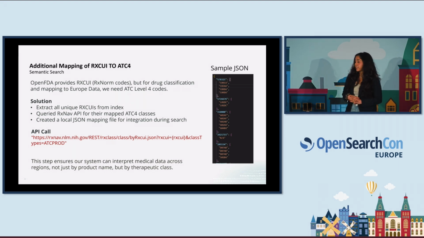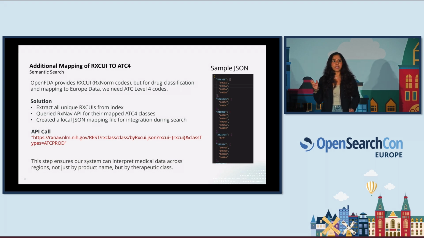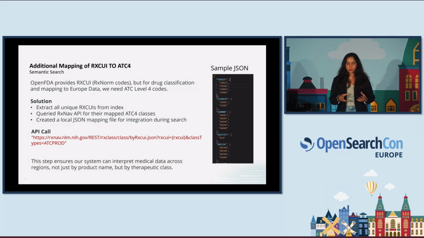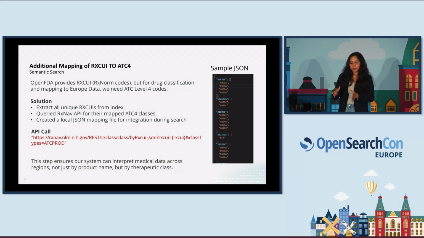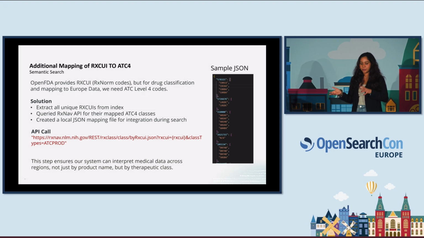And finally, we had done a mapping between the RxUI codes and the ATC4 codes. And this was done using this API. An RxUI code is basically a code provided by the National Library of Medicine by the US, and this is used for drug classifications, while the ATC code is provided by the World Health Organization. And with the help of this API, we were able to do a mapping and basically search between our US and Europe data.